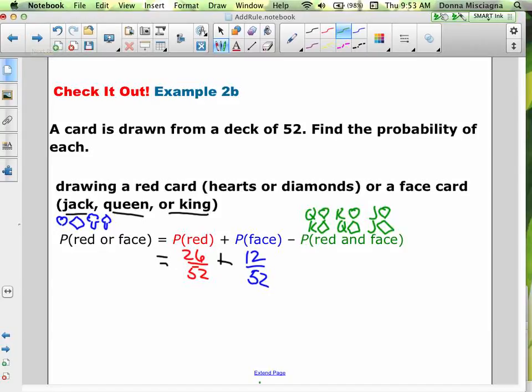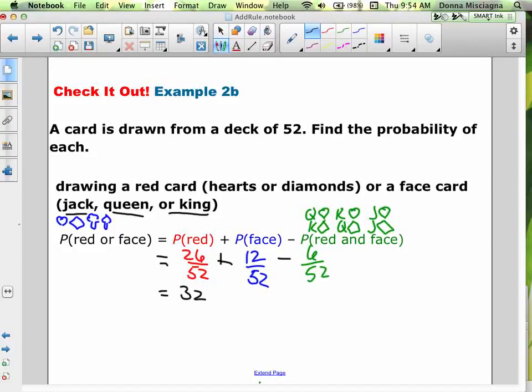All right, so there we have it. What's our probability going to be for red and face? Yeah, 6 out of 52. So our probability is going to be 26 plus 12, which gives us 38, minus 6, that's going to be 32 over 52.